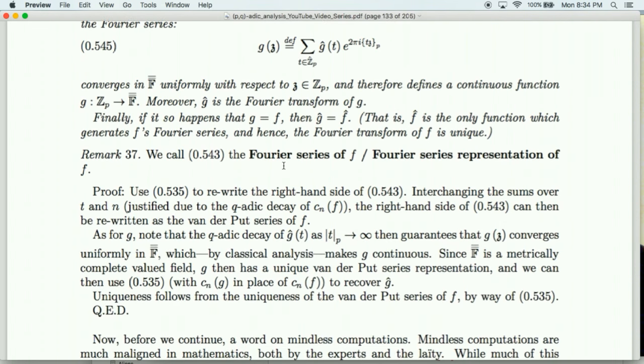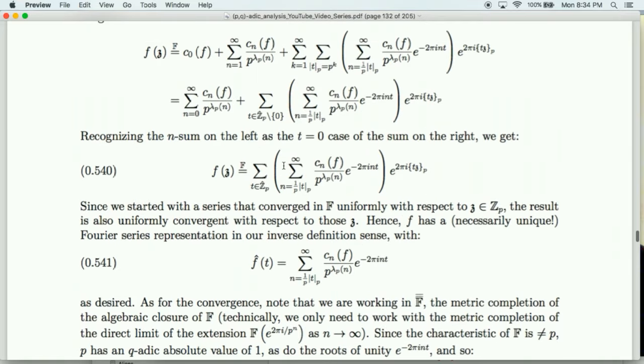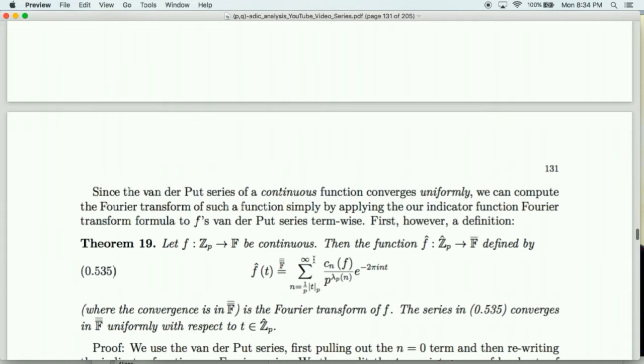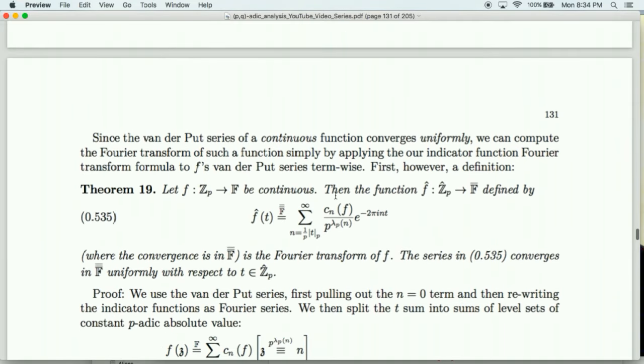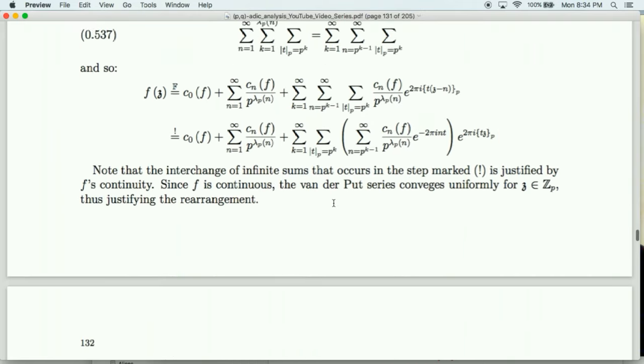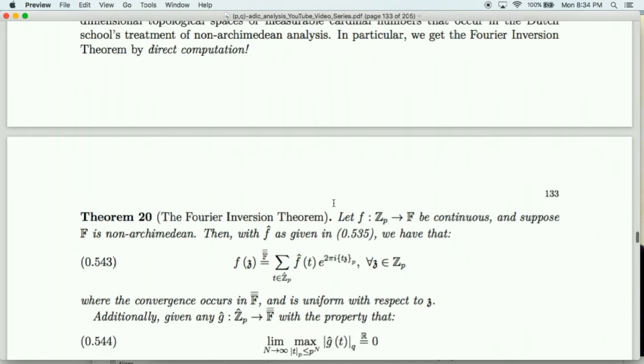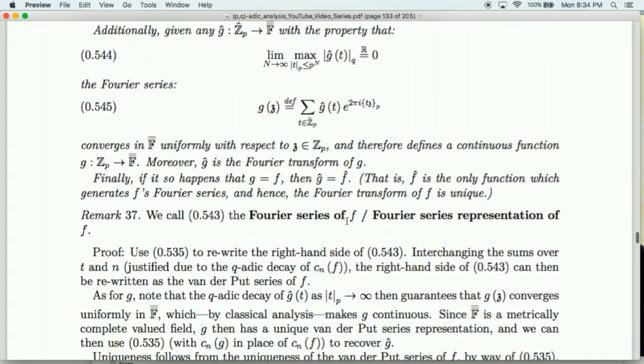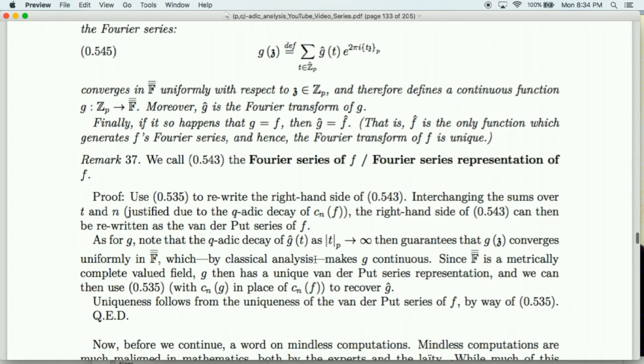The proof: we use our delightful formula here, and we just do the dual computation of what we just did and undo it. Just sum it all, and then when we sum it all, because we're non-archimedean, we have the q-adic decay justifies the convergence, and then everything works. And then uniqueness follows from the uniqueness of the van der Put series.